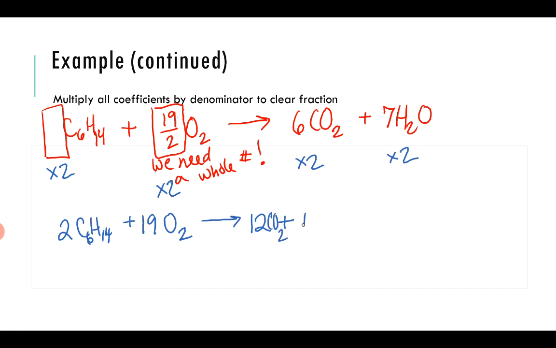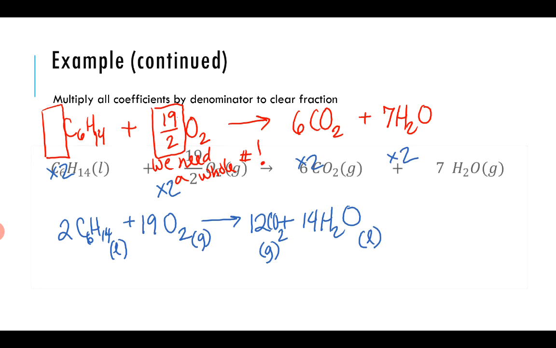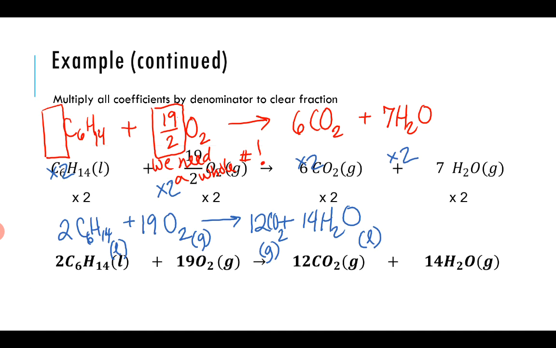And then 14 H2O. Now that I have my balanced chemical equation, I can go back and add state symbols. I was told that that was a liquid. I was told that that was oxygen gas. And I was told that that was carbon dioxide gas. And I was told that that was liquid H2O. And there we have it.